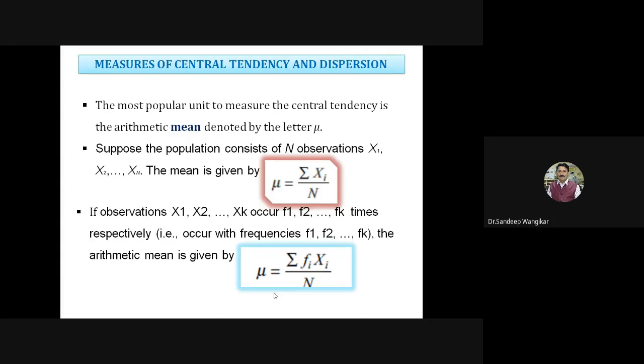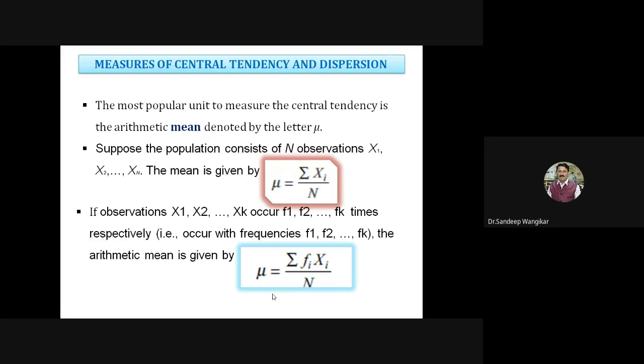So what are the measures of central tendency and dispersion? The most popular unit to measure the central tendency is the arithmetic mean, denoted by the letter mu. We have discussed this many times before, and we all know the concept of mean. The central tendency of this particular normal distribution is the arithmetic mean denoted by mu.